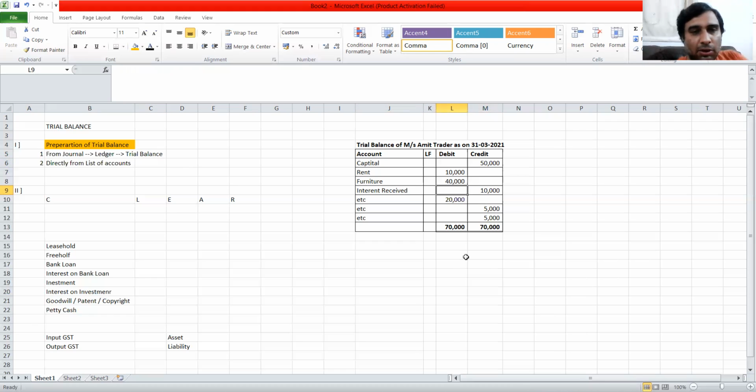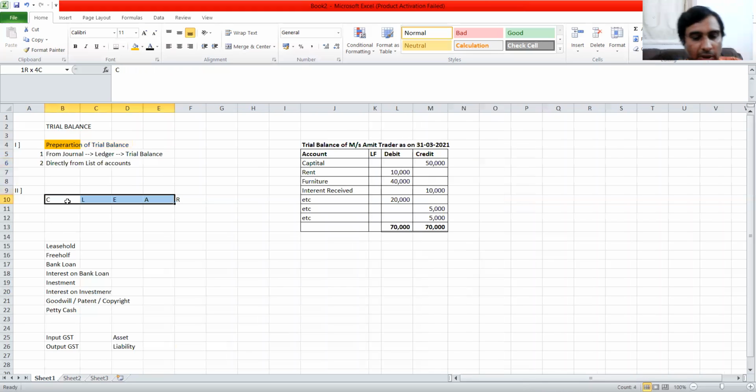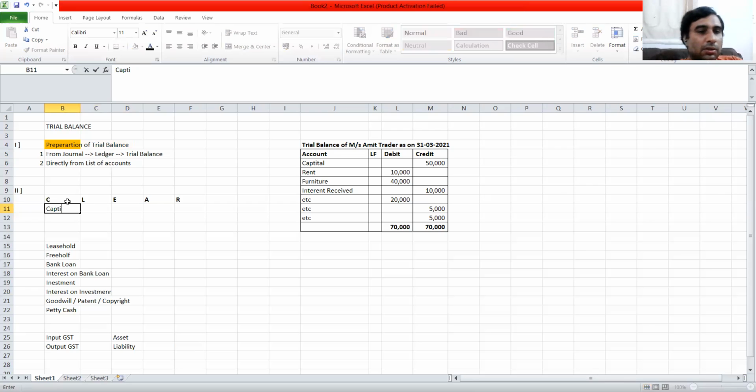So now there is a small acronym for you to remember. So I keep saying you should always be clear for every account as to how it is to be classified. So you can remember CLEAR. So CLEAR means what? Clear means okay, capital, liabilities, expenses, assets, and revenue.